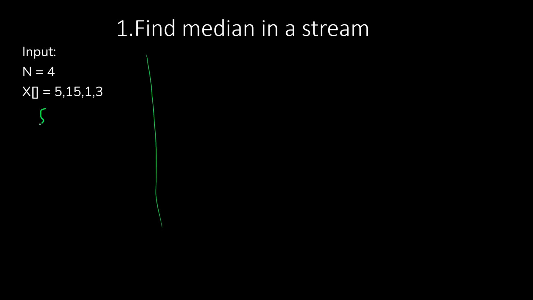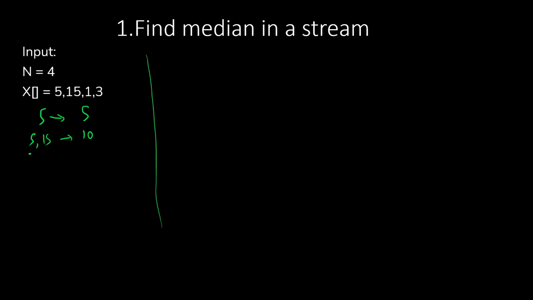For odd length, first one is 5. The element 5 will be coming at the start. Since this is an odd length, we will take this element as the median. Median means the middle element value. Next, 15 comes. Now 15 has entered the system: 5, 15. There is no single middle, this is an even length. So whenever the length is even, we will take the average of the two middle elements. The sum of these two elements is 5 plus 15, 20. 20 by 2 is 10. So 10 will be our median.